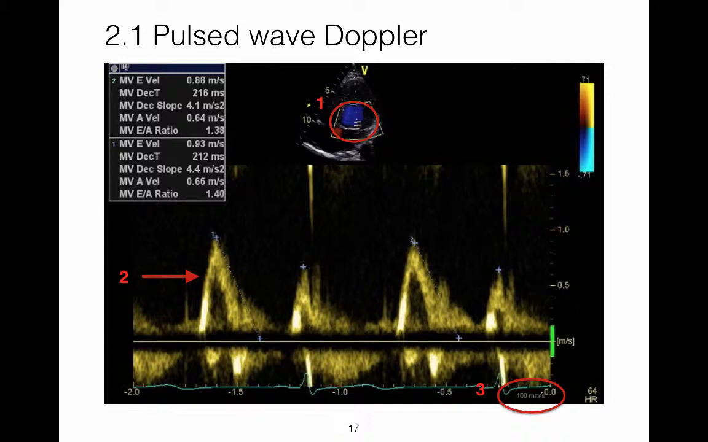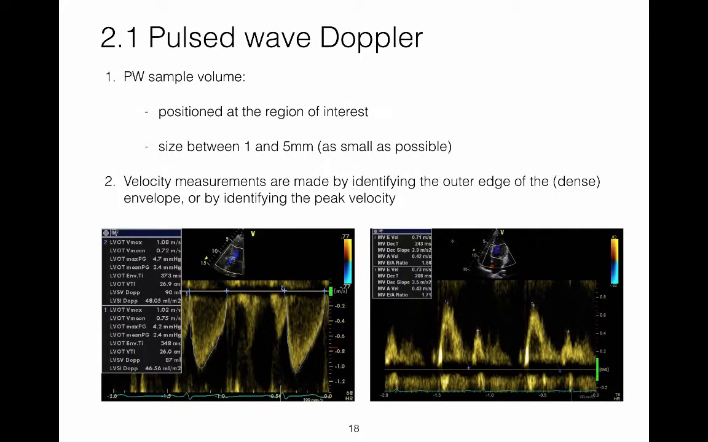Of course, while acquiring images prior to measurement, the sweep speed need not be at 100 millimeters per second. The pulse wave sample volume should be positioned at the point of interest and made as small as possible. Velocity measurements are made by identifying and tracing along the outer edge of the dense envelope, or by selecting the peak velocity, as indicated by the 2 images at the bottom of this slide.